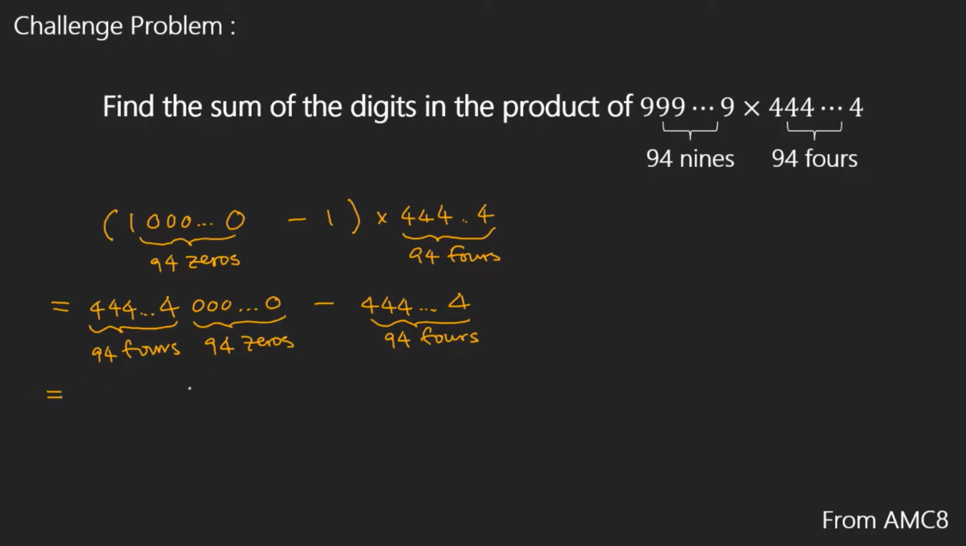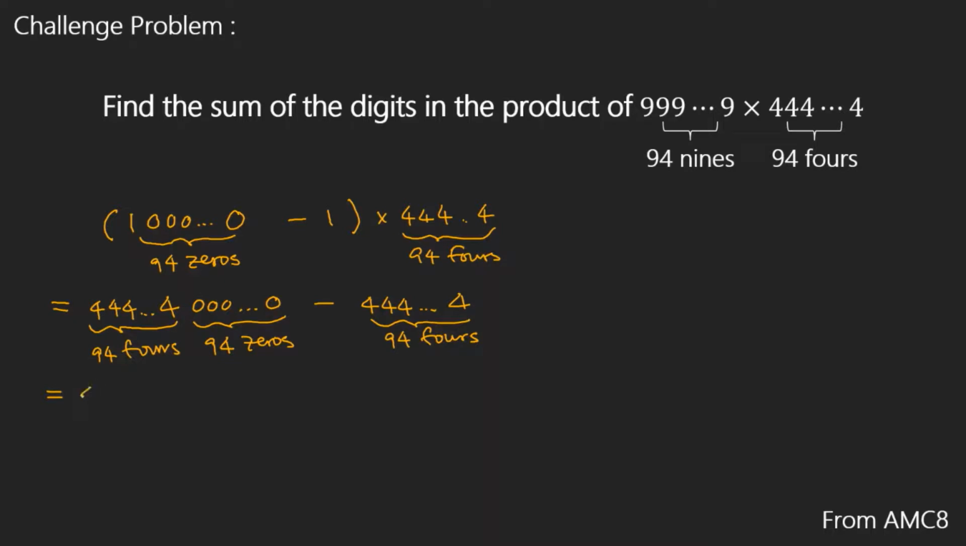Okay, so we're one step away from reaching the product. Now, if you look at this subtraction here, we have 94 fours aligned with 94 zeros. But to have a bunch of zeros minus a bunch of 4s, we have to borrow 1 from the last 4 that's right here. So that would make these 94 fours become 93 fours and then a 3.